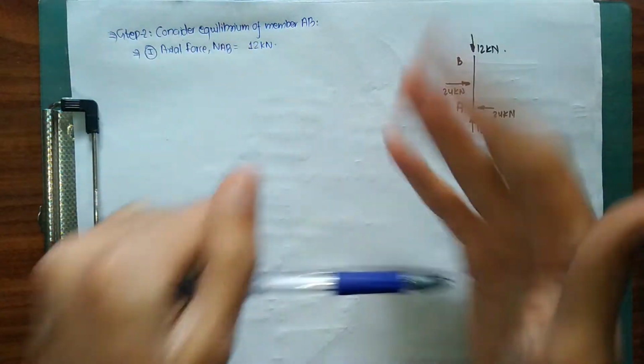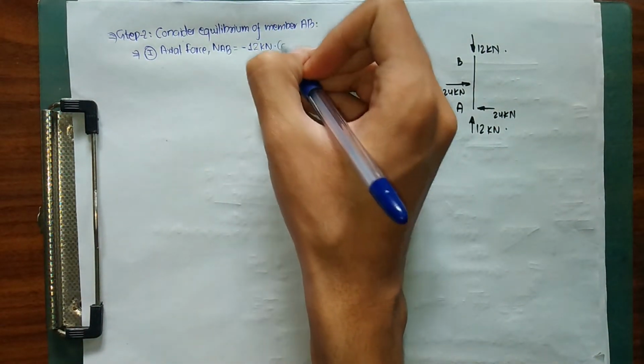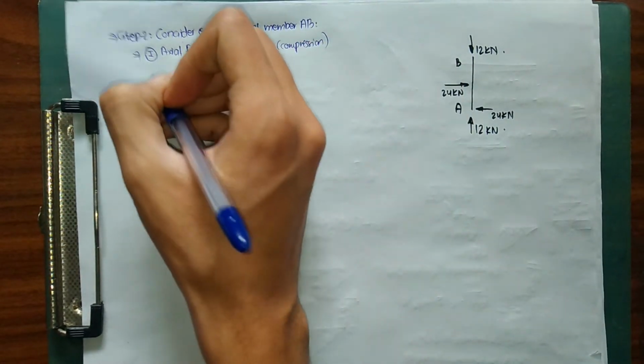They are pushing our beam inward, which means it is producing compression. For our compression, we are going to take our sign as negative compression.